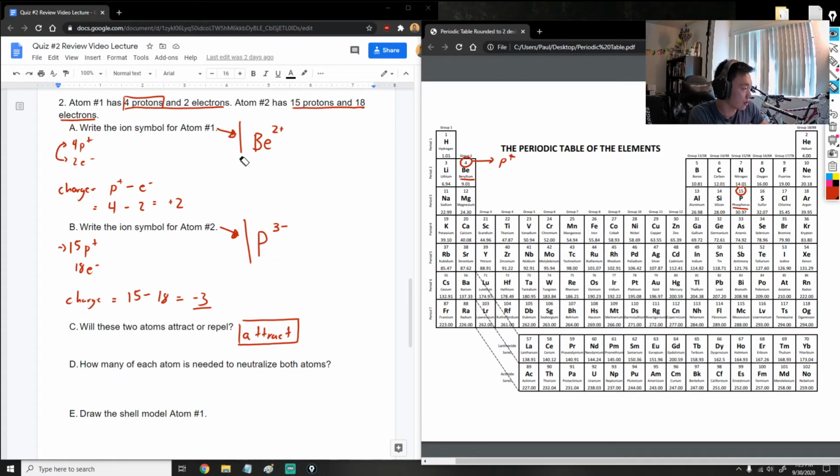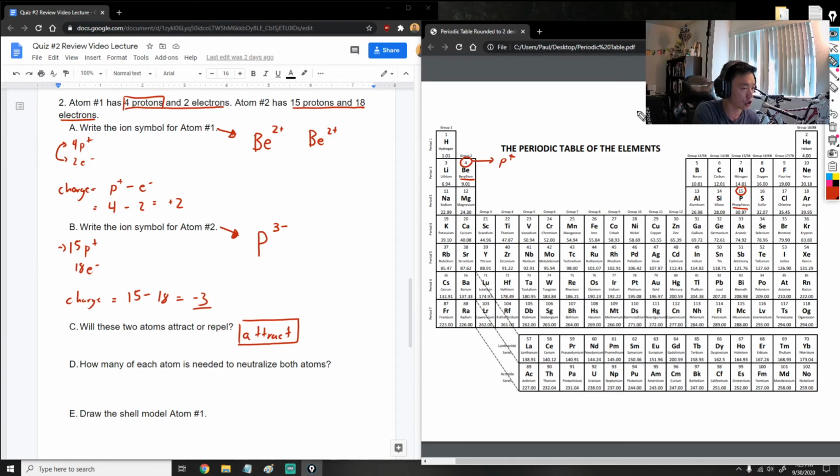Alrighty, so now we need to figure out how many of each atom we need to neutralize both. If you notice, Be is 2+ and P is 3 minus. We want to figure out how we can balance these out so that they can go to 0. Positive 2, negative 3, which one is a bigger number? Negative 3, right? There's more negative energy. So I'm going to have to add another Be2+ in order to balance that out.